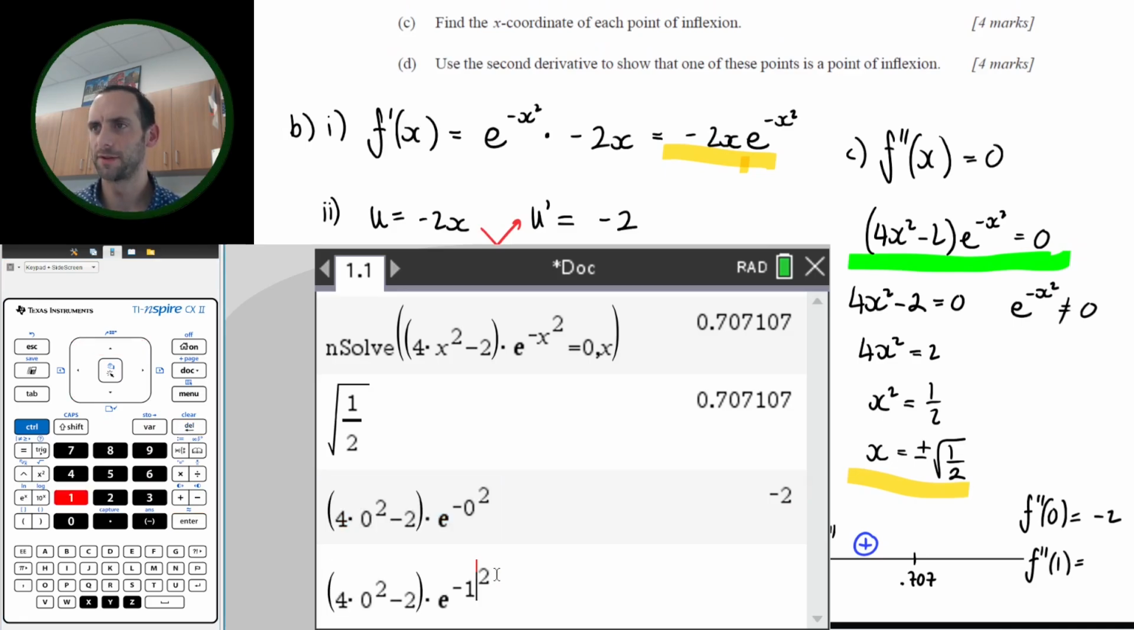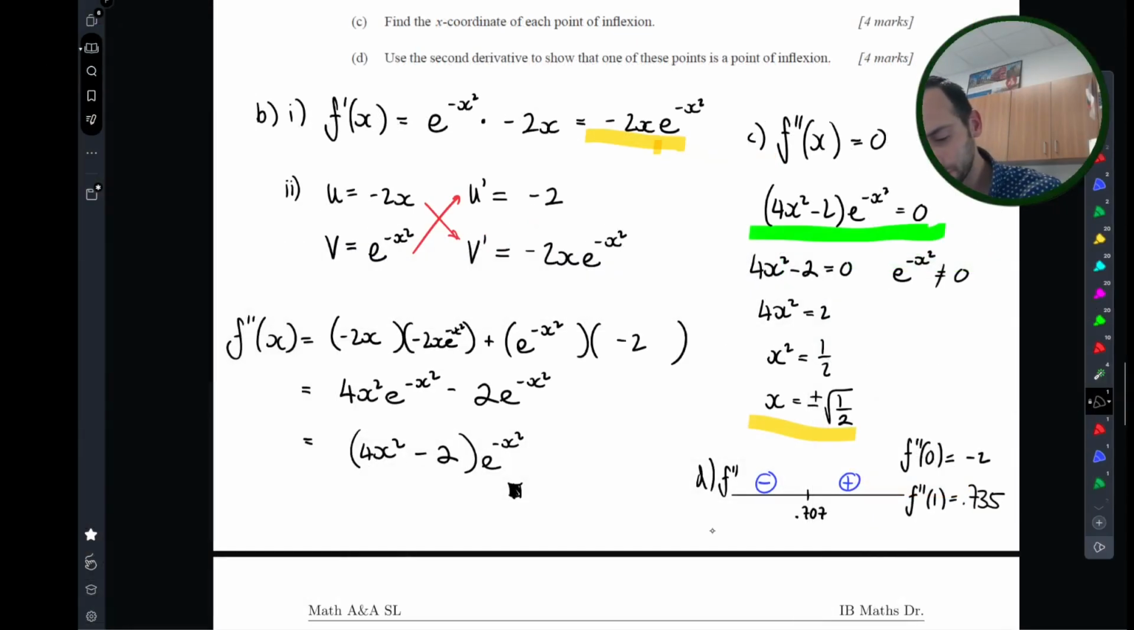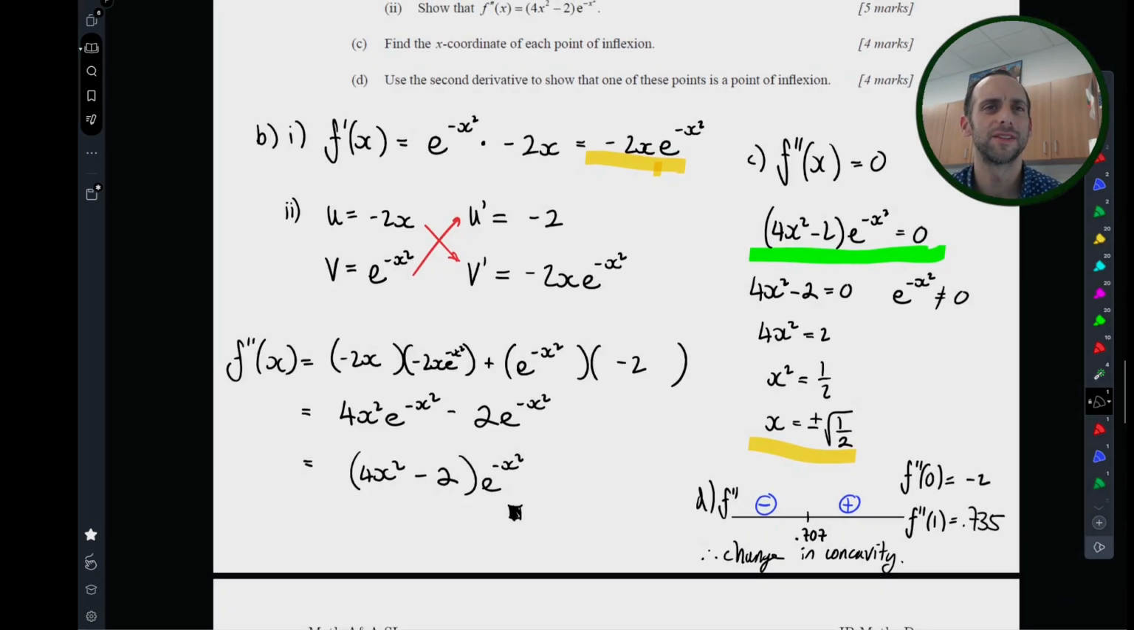Change all those zeros to 1s. And we get 0.735. Again, we don't really care about the value here. We just care that it's positive. Oh, sorry, negative on the left, positive on the right. I wrote the wrong symbol there. This is sufficient to show we have that change in concavity, meaning that that x value is a point of inflection. And that completes this example.